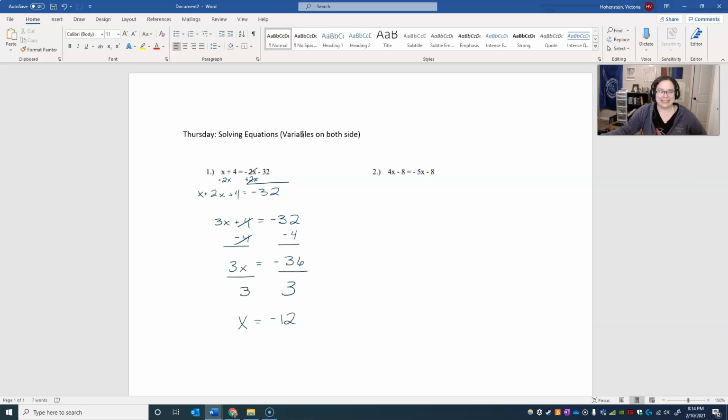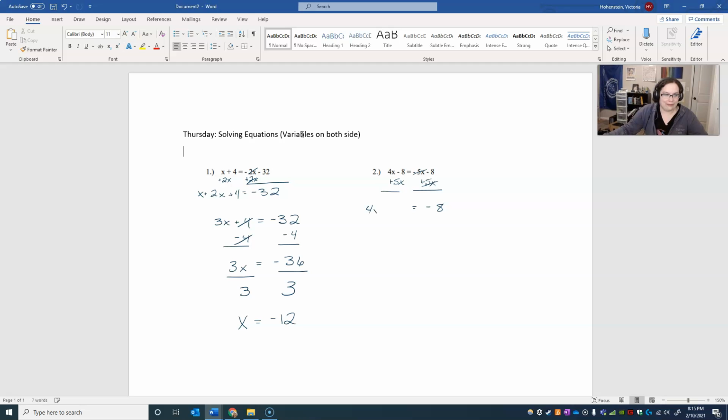The first step for these is getting all of my x terms together on one side. We could either subtract 4x or add 5x to the left-hand side. I like my variables to be positive, so I'm going to start by adding 5x to both sides of my equation. Negative 5x plus 5x is going to be 0. That canceled, so I have negative 8 on the right.